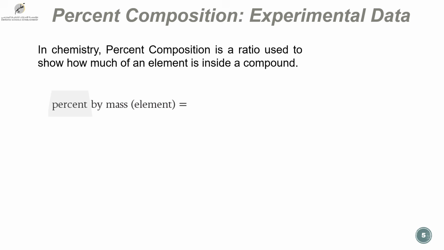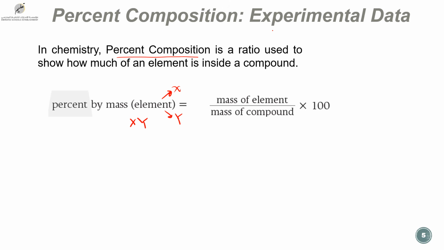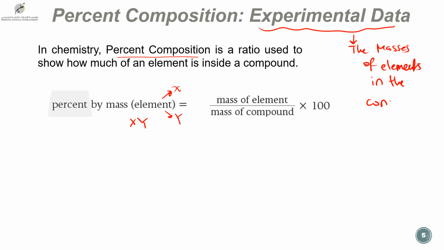Now the percent composition can be found from this equation. For every element, if I have XY, I need to find the percent by mass for X and the percent by mass for Y. That's how we find the percent composition. Now we are going to find it from experimental data. They will give us the masses of elements in the compound. So the masses of elements in the compound will be given.